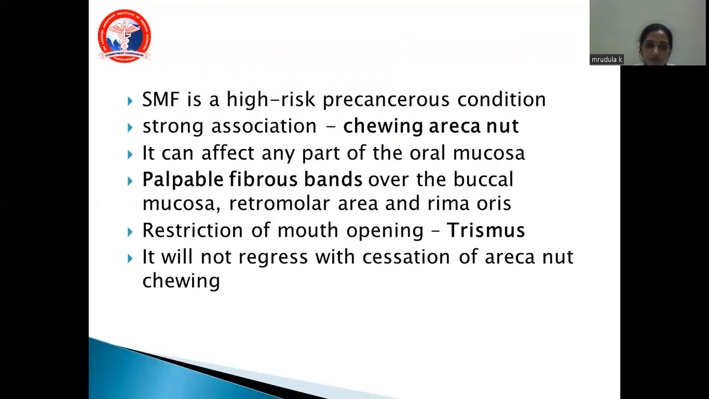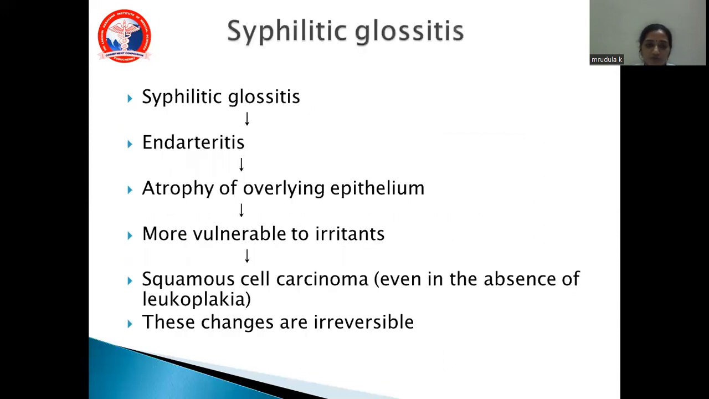It is strongly associated with chewing areca nut. It is a pre-malignant condition. It can affect any part of the oral mucosa. There are palpable fibrous bands over the oral mucosa, retromolar area, and rima oris. Restriction of mouth opening and presence of trismus is a common presentation. It will not regress with the cessation of areca nut chewing.